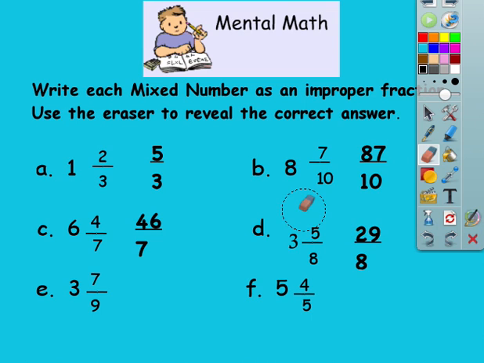D. 29 eighths. 8 times 3 is 24. 24 plus 5 is 29. 8 stays the same. Looking at our next one, 34 ninths. 9 times 3 is 27. 27 plus 7 is 34. The denominator of 9 stays the same. And 29 fifths, 5 times 5 is 25. 25 plus 4 is 29. Denominator stays the same.